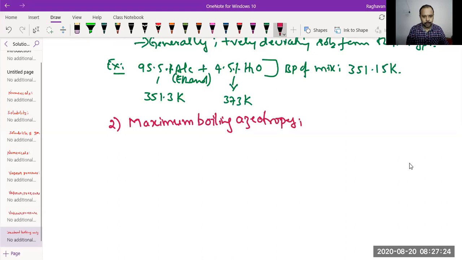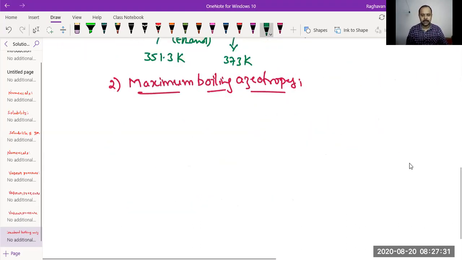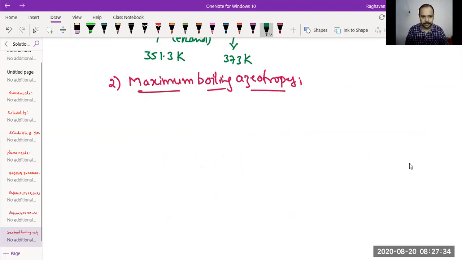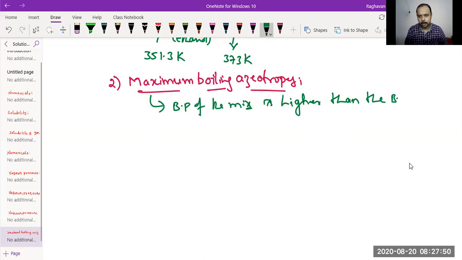Or azeotropic mixtures. Maximum boiling azeotropes: the boiling point of the mixture is higher than the boiling point of the individual components.